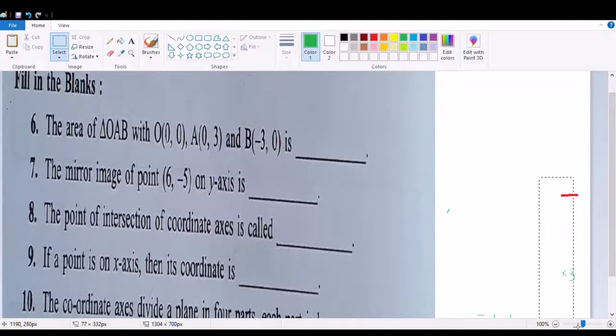The mirror image of a point (6, -5) on the y-axis. That question you already know. If it is on the y-axis, the y-coordinate is what? Same itself. And the only change is in what? The x-coordinate, is it? So here the y-coordinate is minus 5, we have to write minus 5 here itself. And then we have to change the sign of the x-coordinate, that is minus 6. So the answer will be (-6, -5).